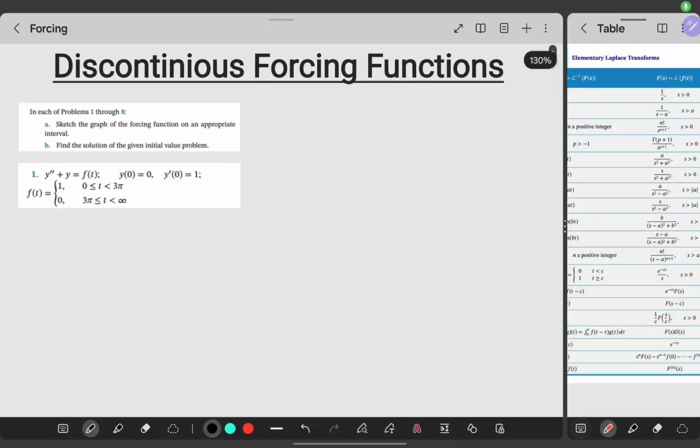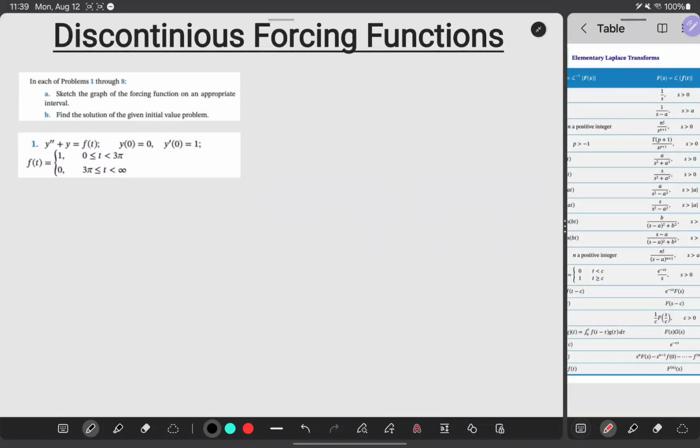Alright, so in this video we're going to look at discontinuous forcing functions. Basically, what these are is it just takes what we've learned all throughout the previous Laplace videos and puts it all together into some pretty long problems. These can be lengthy, so I only have 3 examples because of that.